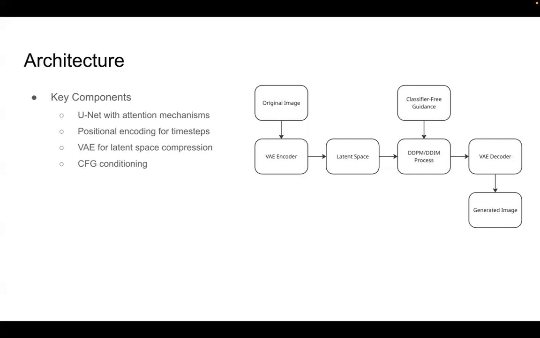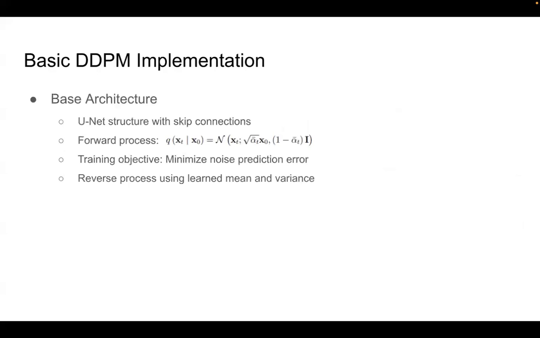Our project started with a basic DDPM implementation using a UNet architecture. The forward process gradually adds noise to the picture according to this equation here, transforming clean images into pure noise. The model then learns to reverse this process by predicting noise at each step, minimizing the difference between the predicted and actual noise during training.